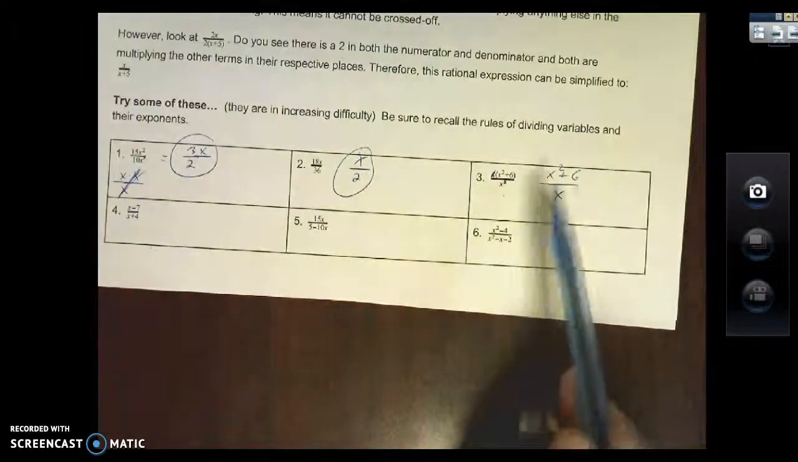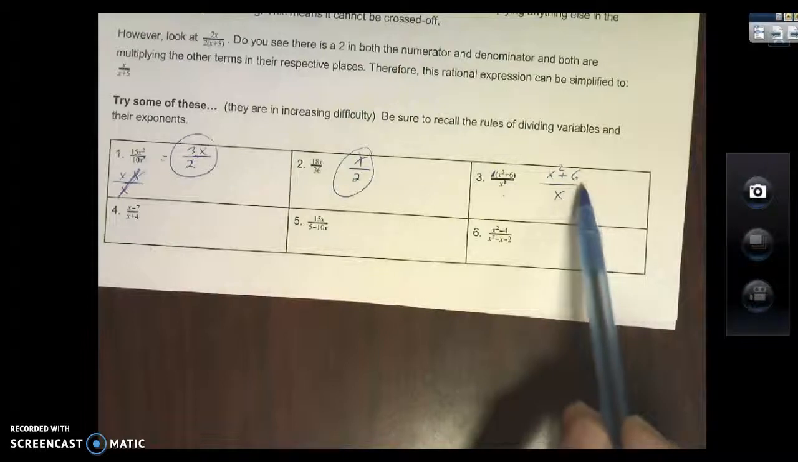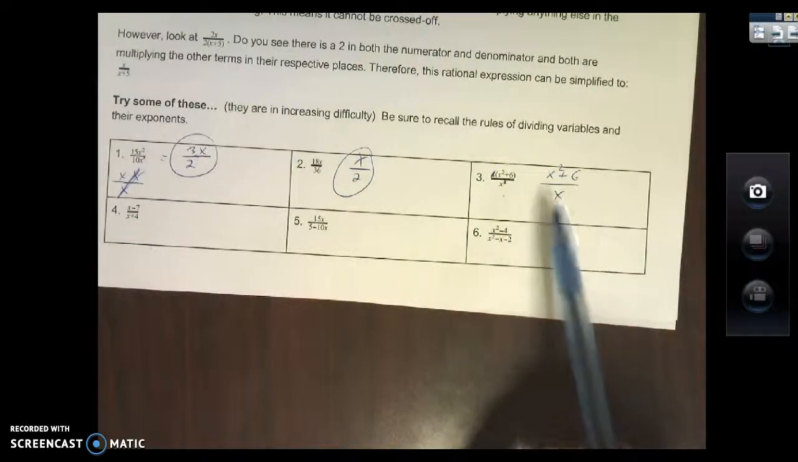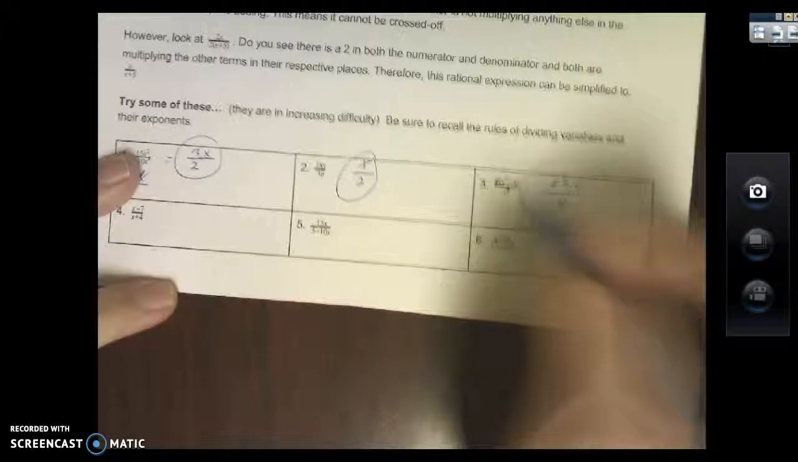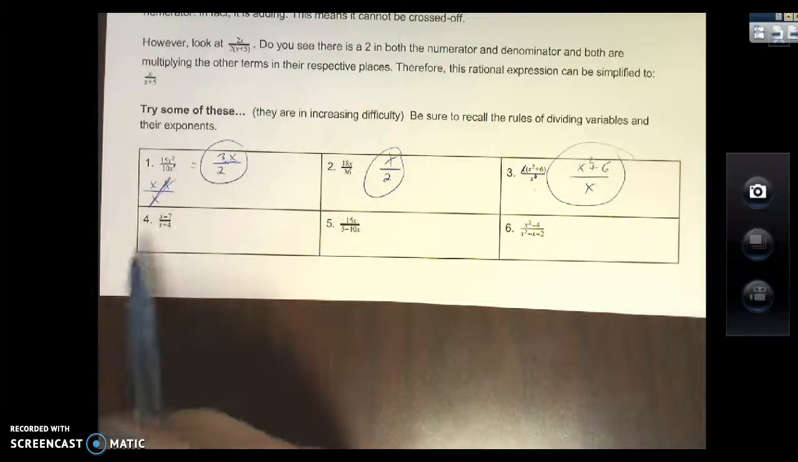You might be inclined to try and cancel these out, but in order to cancel out these, I need to have an x over here as well, which I do not have. Therefore, I am finished. This problem is complete. Okay? Look at part 4. X minus 7 over x plus 4.